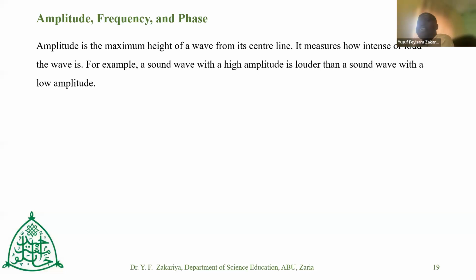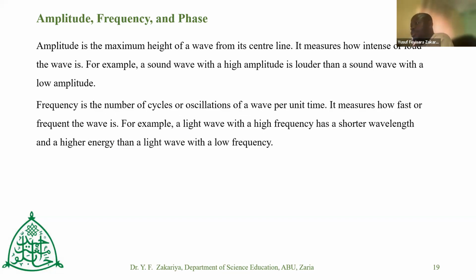So what we talk about there is just the wave. I mean, how the sine function behaves when you draw it. So the amplitude is the height of a wave from its central line. I will show you a picture of it very soon. And it measures how intense or how loud the wave is. For example, a sine wave with a high amplitude is louder than a sine wave with a low amplitude.